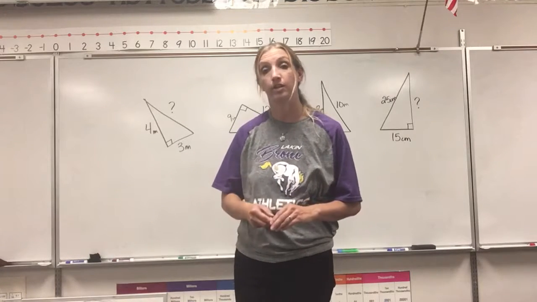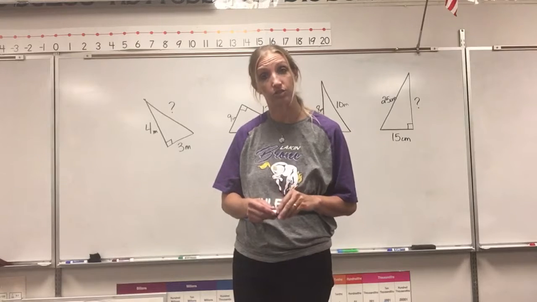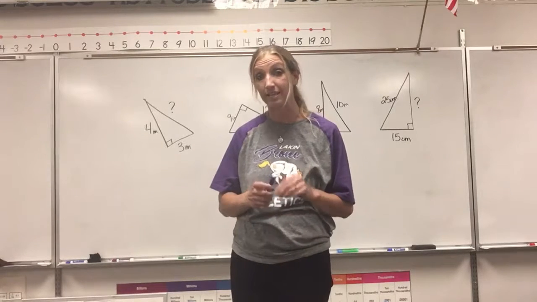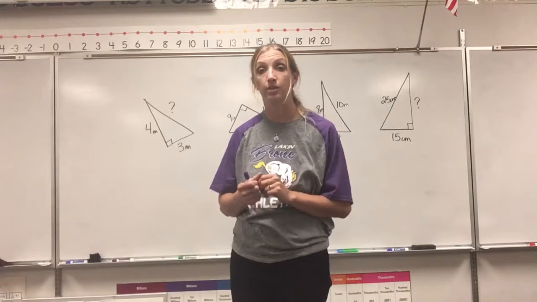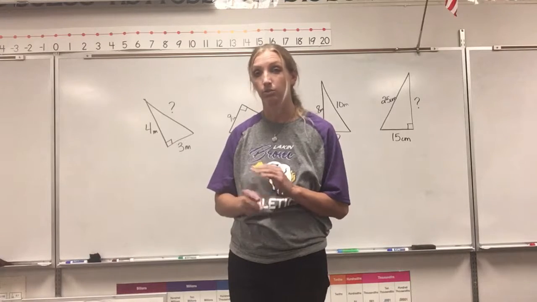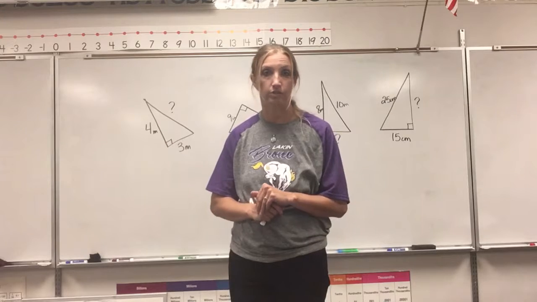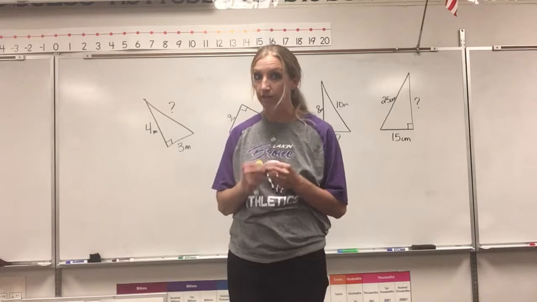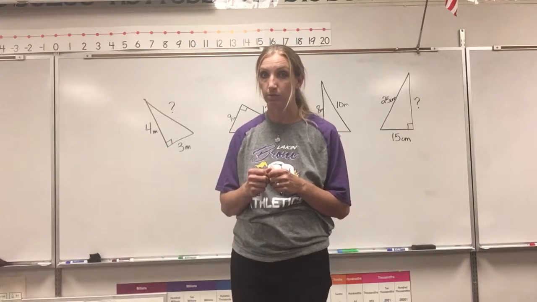Why did the Pythagoreans use it? Where is it helpful? Honestly, the Pythagorean Theorem is used a lot in construction. Construction workers use it to make a 90-degree angle. Remember that the Pythagorean Theorem only works on right triangles. It doesn't work on any other kind of triangle. So your triangle's got to have a right angle in it for the Pythagorean Theorem to work.